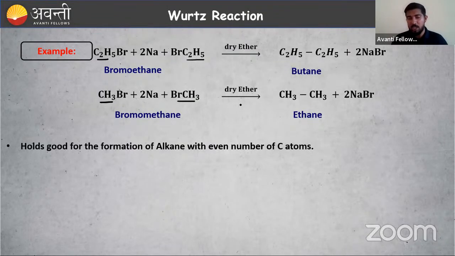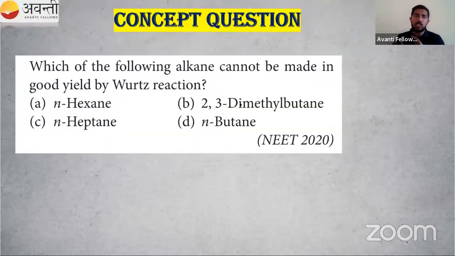Based on this, there is a previous year question. So what about an odd number of carbon atoms? Yeah, it can be formed. But in that case, a mixture of products will be formed. There will be a compound with an odd number, one with an even number, etc. Then it will be very difficult to separate these out. So that is why we are not using the Wurtz reaction to prepare hydrocarbons with an odd number of carbons. We usually form an even number of carbon atoms in the Wurtz reaction. So that is about our Wurtz reaction.